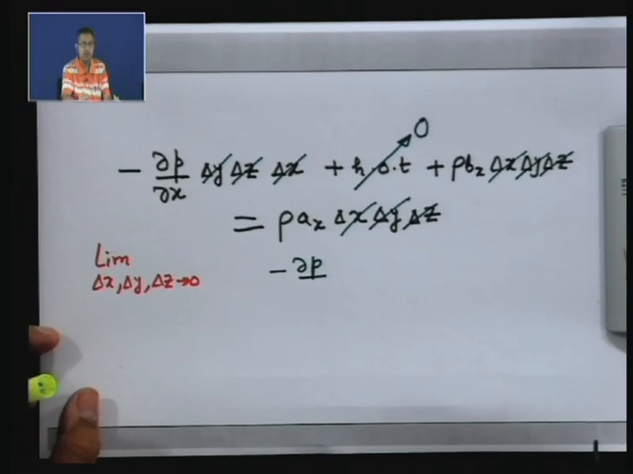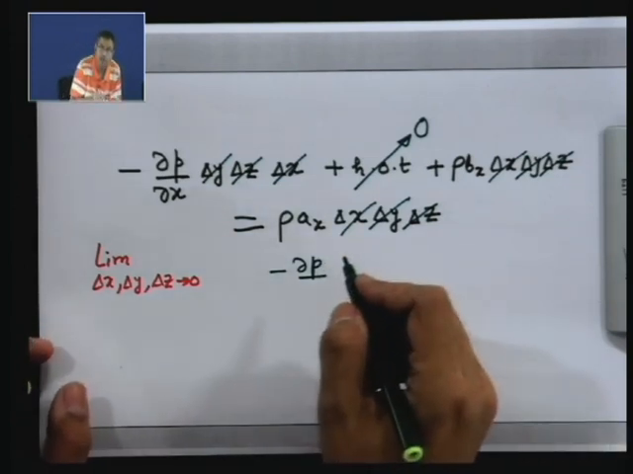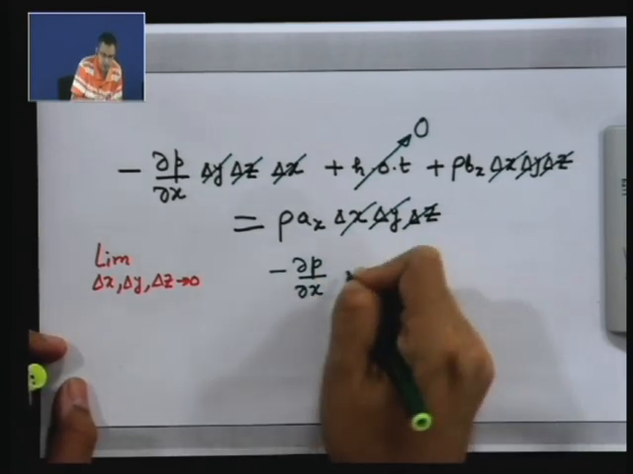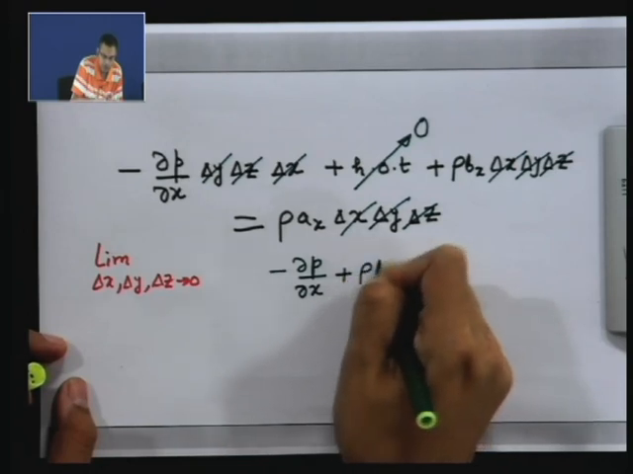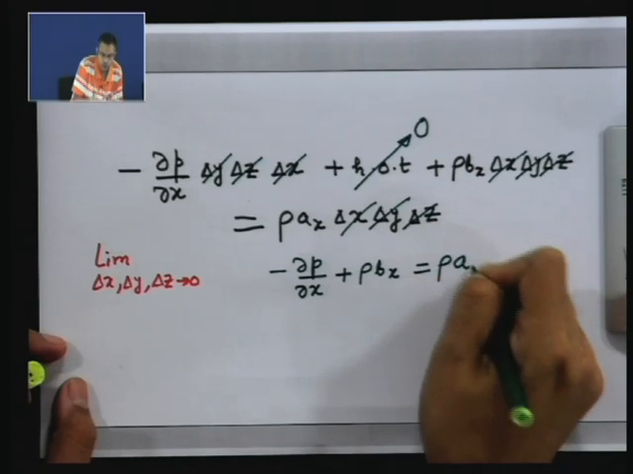Again, why do we want to take the limit as delta x, delta y, delta z tends to 0? We want to take the limit because we want to write a differential equation. Differential equation is valid at a point. So, we must shrink the volume element delta x, delta y, delta z to a point. In effect, that is possible if you make all the side dimensions tend to 0. So, minus del p del x plus rho bx is equal to rho ax.